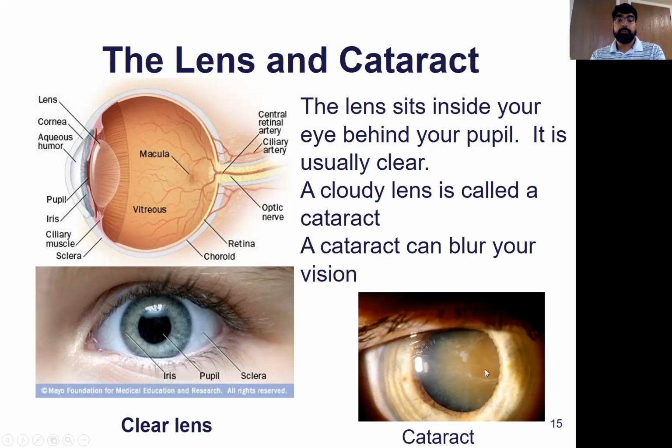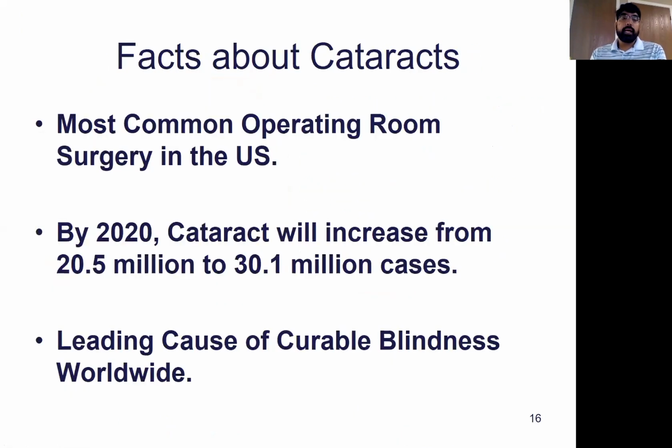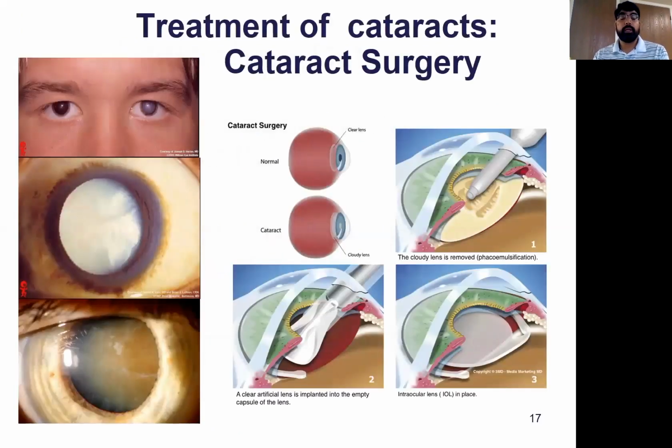And here's a picture of a very brownish gray lens, and that's a sign that this person has a pretty dense cataract there in the lower right. So cataract surgery is the most common operating surgery in the United States, and cataracts will increase to 30 million people by this year, and it's a leading cause of curable blindness in the world, and worldwide it's still a big issue. In America, though, we have pretty good access.